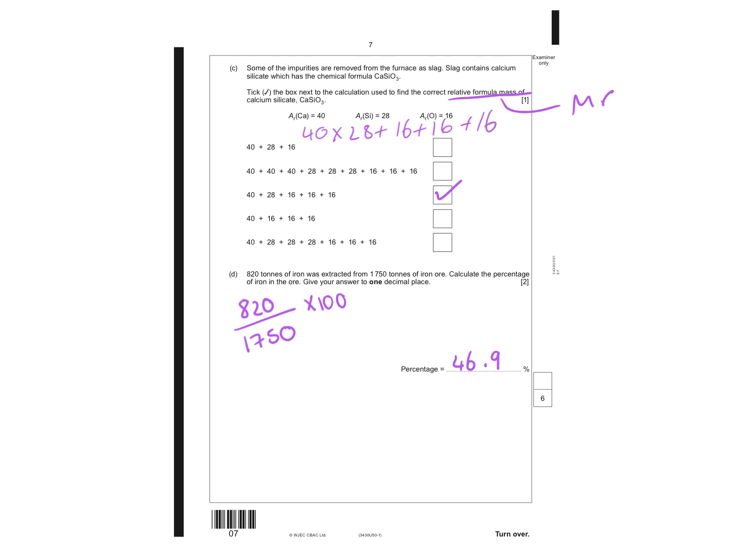180 tonnes of iron was extracted from 1,750 tonnes of iron ore. Calculate the percentage of iron in the ore. So that's how much iron we had. That's how much the whole thing weighed. Divide it by each other and then times by 100 to work out a percentage.